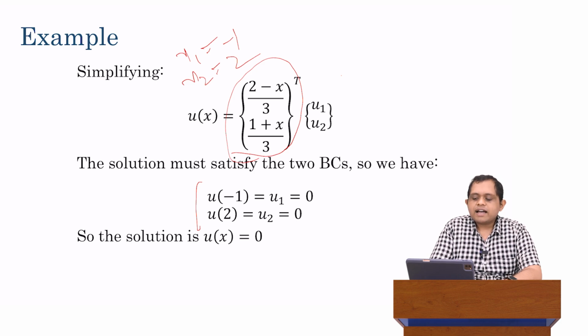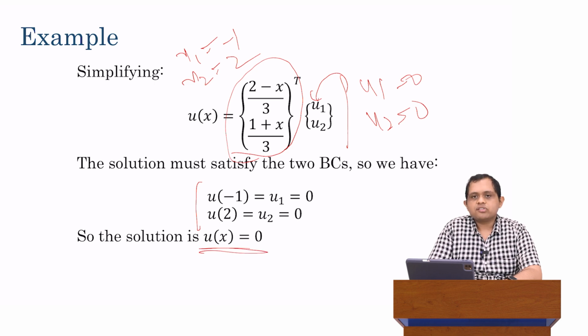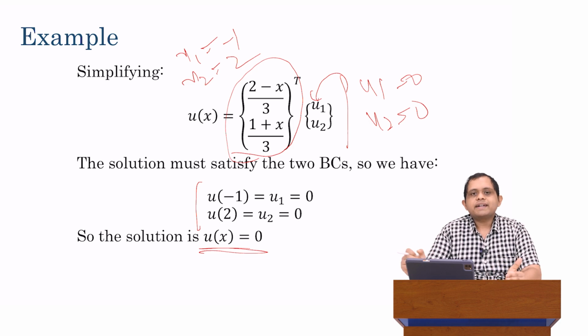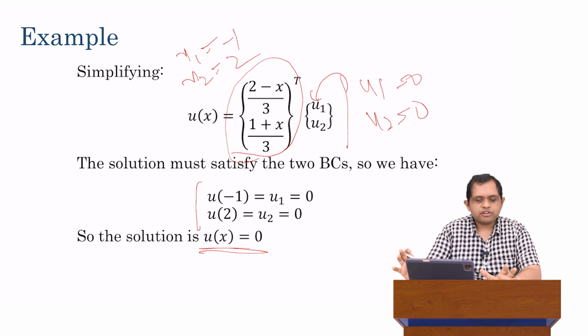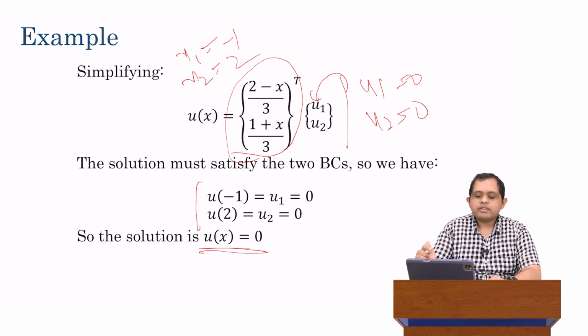So whatever we have over here, we can substitute u1 and u2 equal to 0 into this right hand side. Interestingly, when we do that, we actually just end up getting u of x is equal to 0. So for the assumption that we discretize our domain into two nodes, connected by a linear shape function, which is a completely arbitrary assumption, we get a solution u of x is equal to 0.